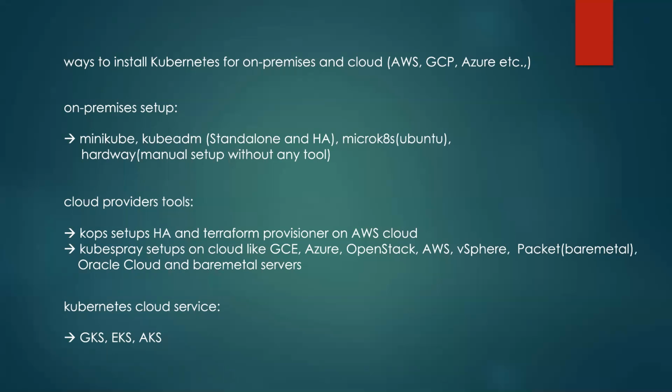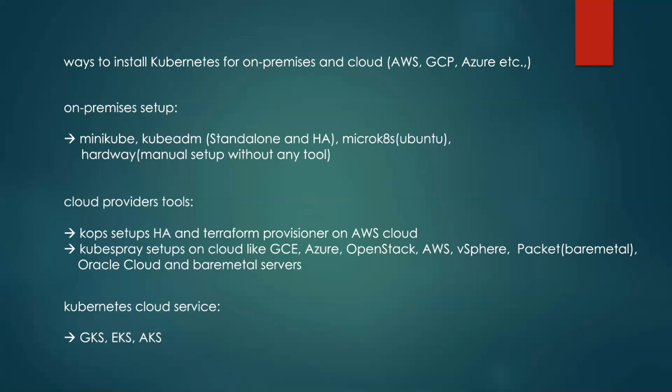Coming to the next way of setting up the Kubernetes cluster, we have other tools called kops and Kubespray. Kops is especially used to set up the Kubernetes cluster on AWS cloud, high availability and standalone setups as well. Kubespray is for all the cloud providers, including AWS, Azure, OpenStack, vSphere, Packet, Oracle Cloud, and even bare metal servers. Kubespray uses Ansible playbooks to set it up. That's how it is designed. And we can also use Terraform provisioning in order to set up a Kubernetes cluster on AWS cloud.